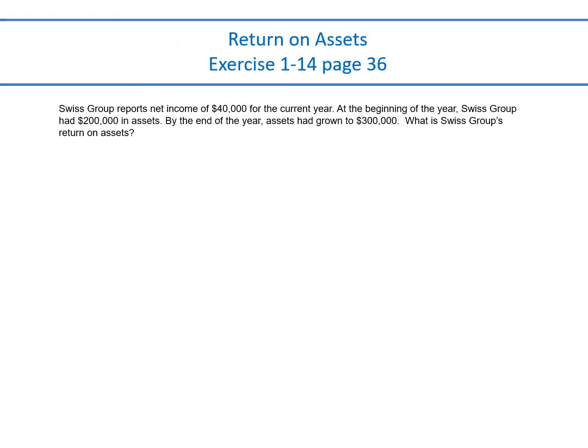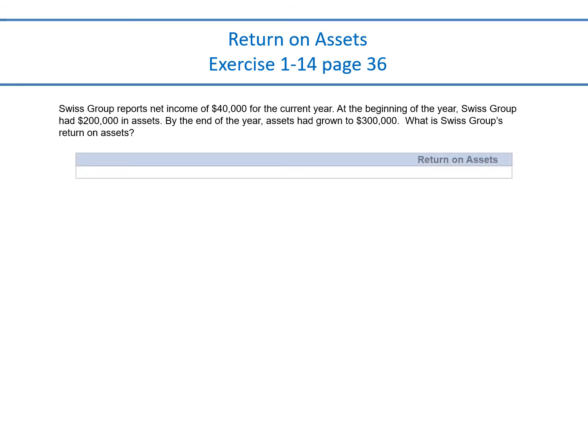Okay, so let's talk about return on assets. Swiss Group reports net income of $40,000 for the current year. At the beginning of the year, Swiss Group had $200,000 in assets, and by the end of the year, the assets had grown to $300,000. What is Swiss Group's return on assets?